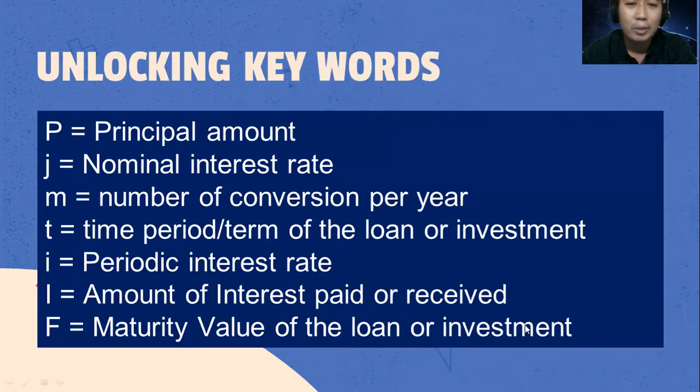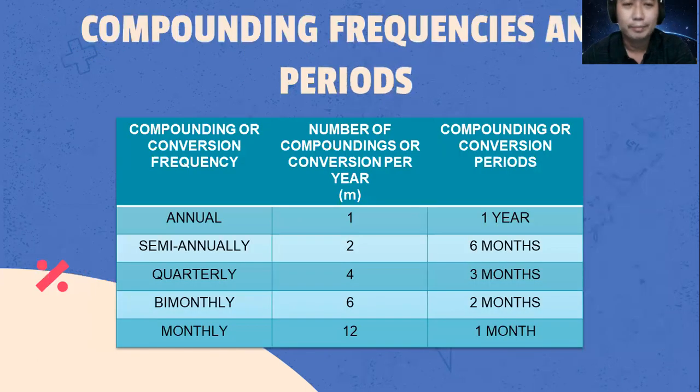So these are the keywords or the variables that we are going to use in order for us to solve the given problem. For P, that is principal amount, the amount of borrowed money. We have J, nominal interest rate. M is the number of conversion per year. Time is the time period, or that is the term of the loan or investment. I is the periodic interest rate, that is small i. Capital I is for the amount of interest paid or received. Then F for maturity value of the loan or investment.